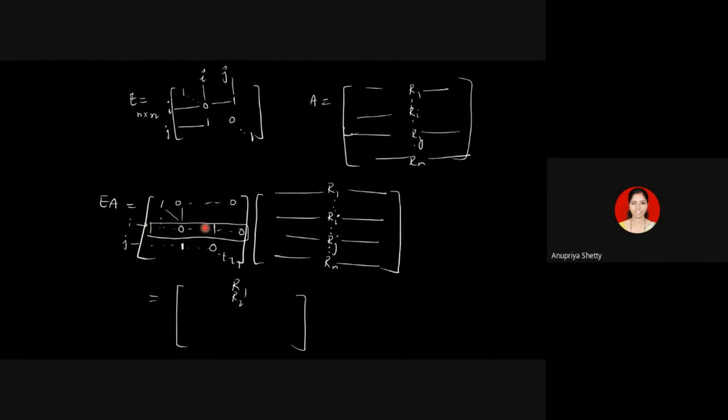Okay, when the same ith row is multiplied with the second column, everything gets multiplied with 0 except that the entry from Rj gets multiplied with the 1. So can someone tell me what is going to happen to the ith row? The ith row will have entries exactly similar to those of the jth row of A. So in the ith row place, you will get Rj.